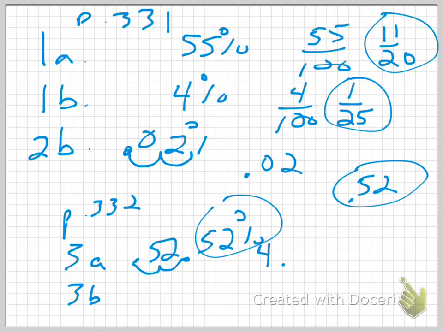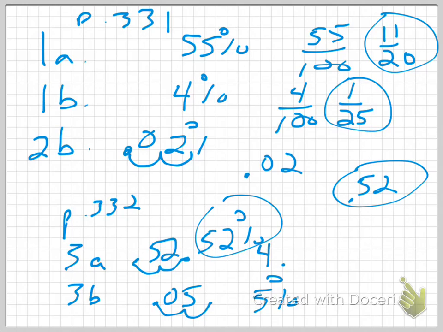Okay. 3B. Good one. 0.05. What percent is that? What do I do? Move it to the right 2 spaces. Yes. 5%. How many of you got 5%?